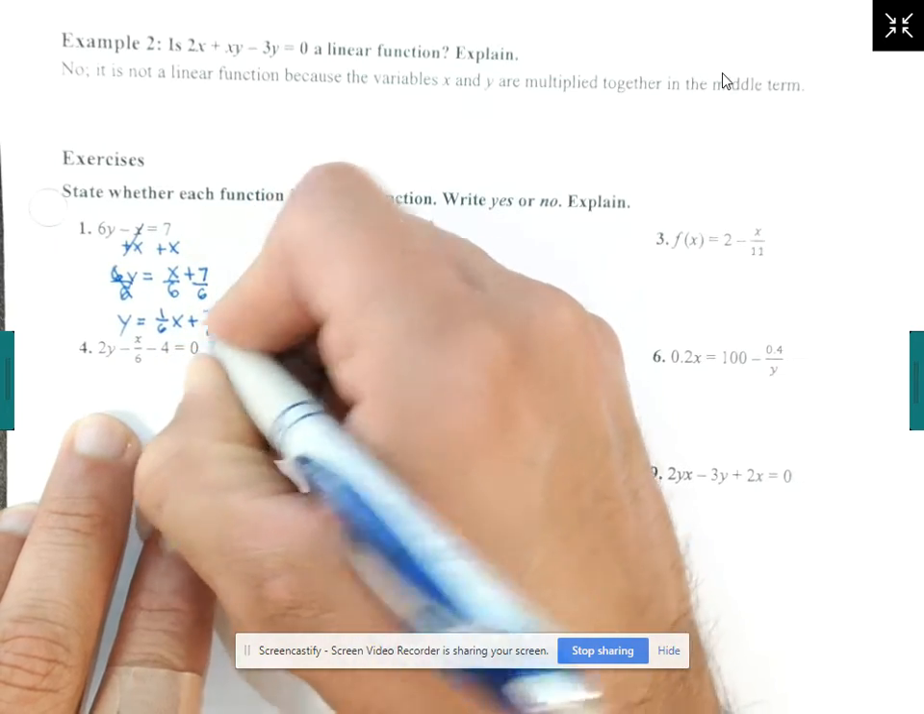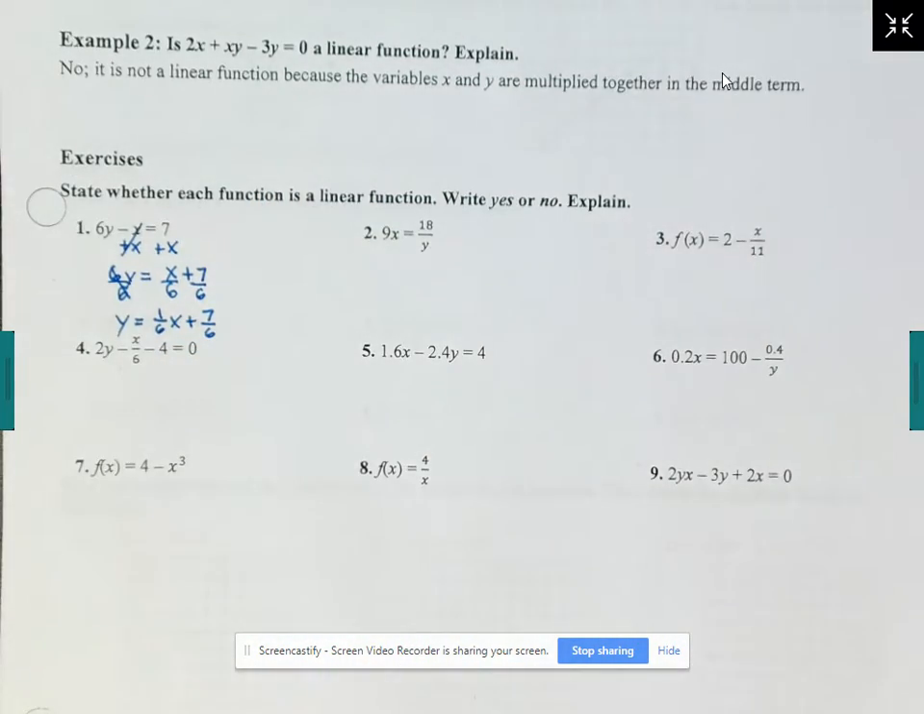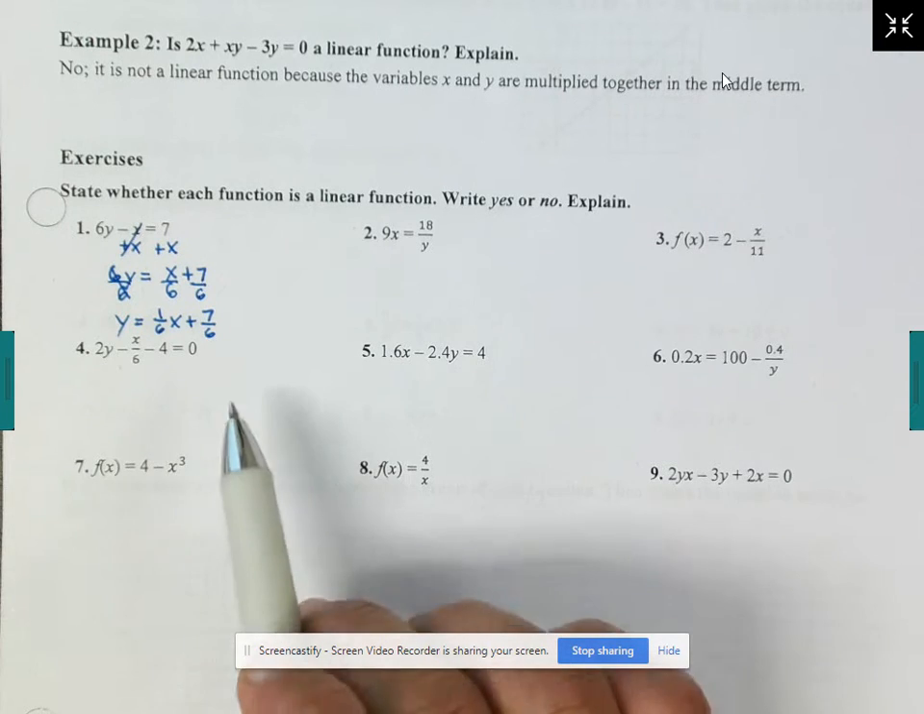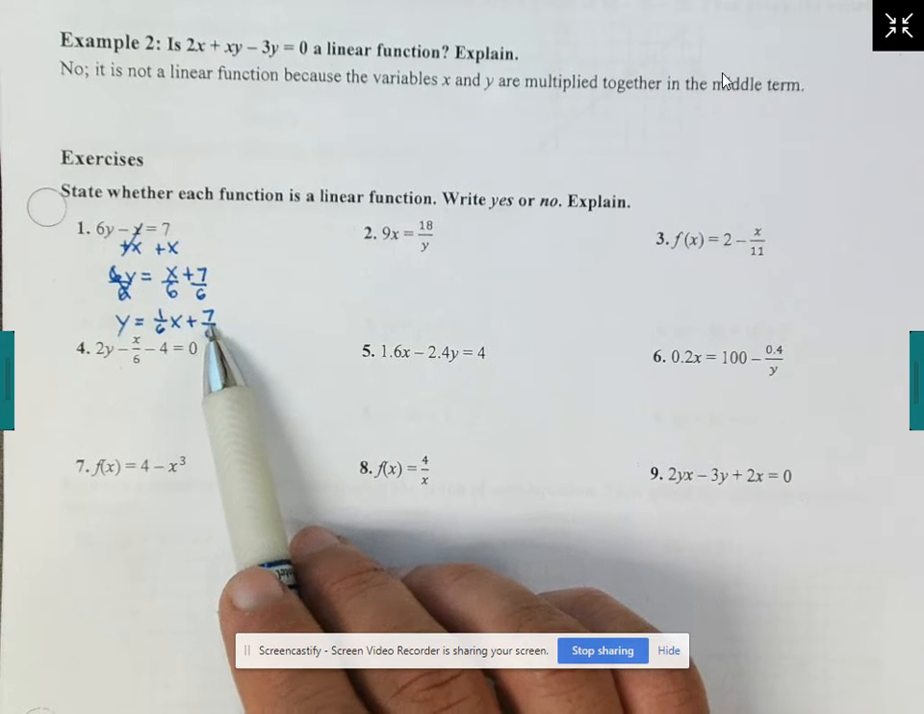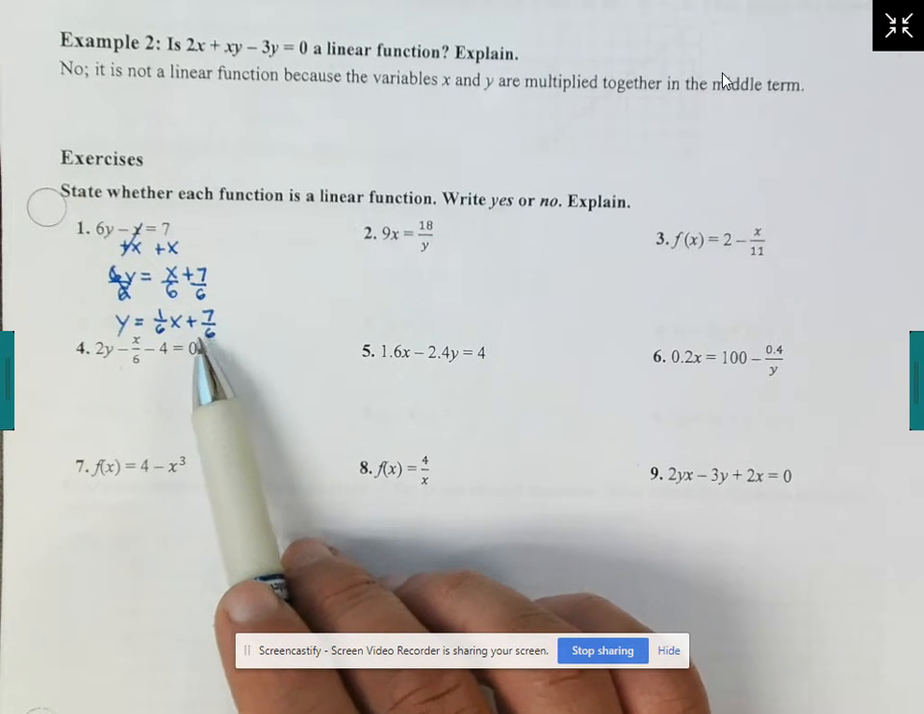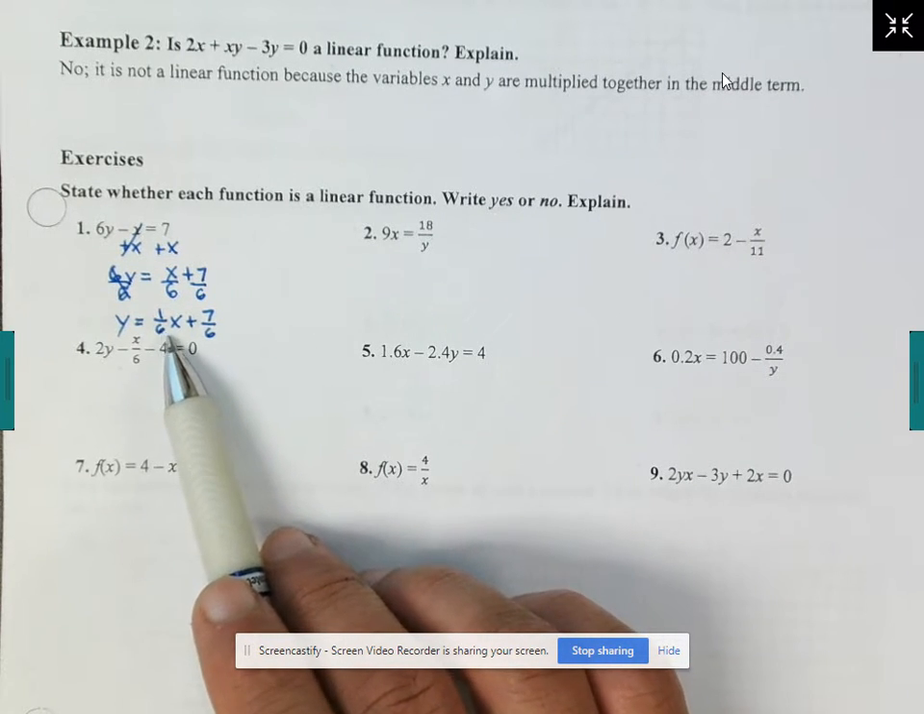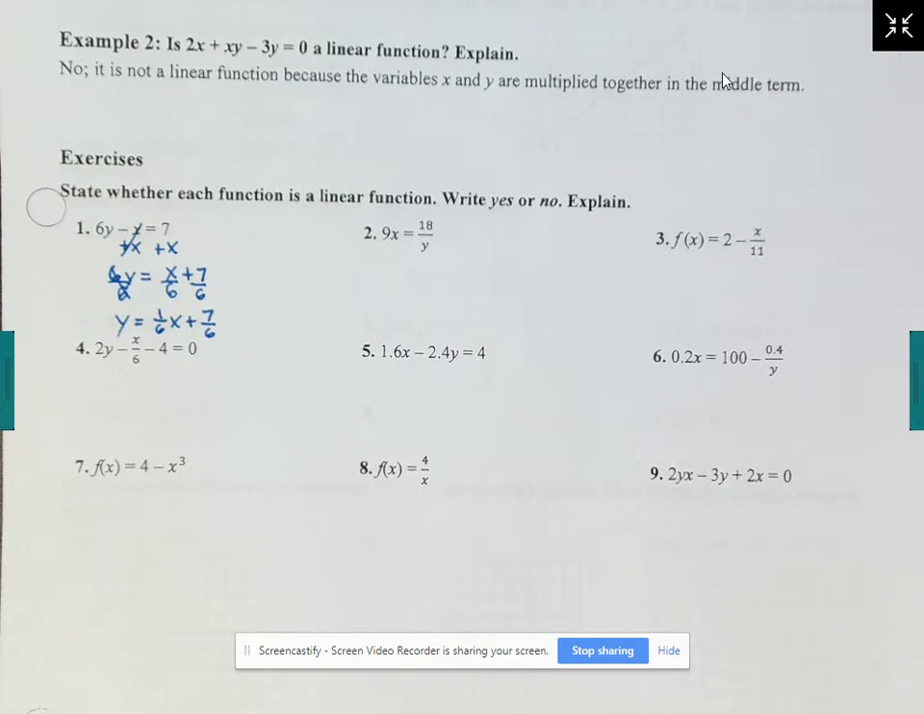Now, you might be looking at this and you're like, well, that doesn't look like a linear function. But remember, this is just the y-intercept. It doesn't matter that it's a fraction. Like, this y-intercept doesn't matter. The point is that this is the y-intercept, this is the slope, so this is going to be a linear function. All right?